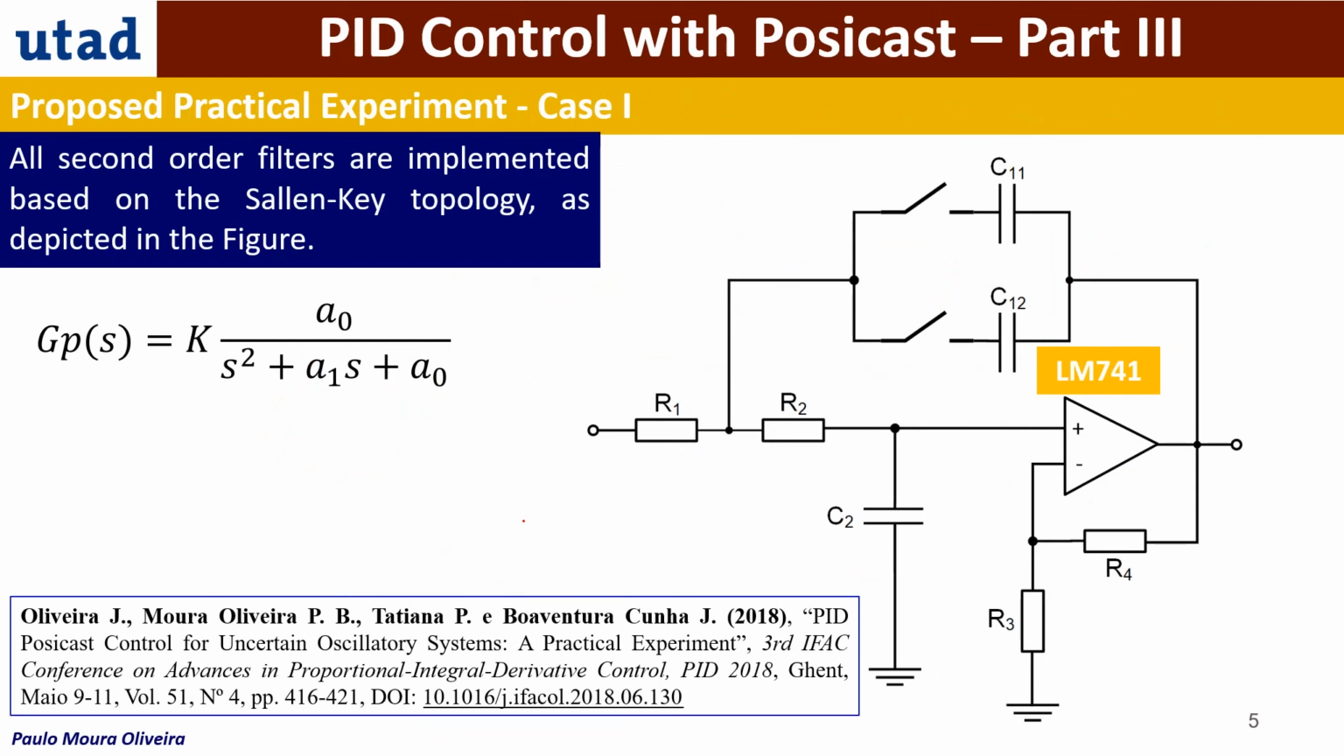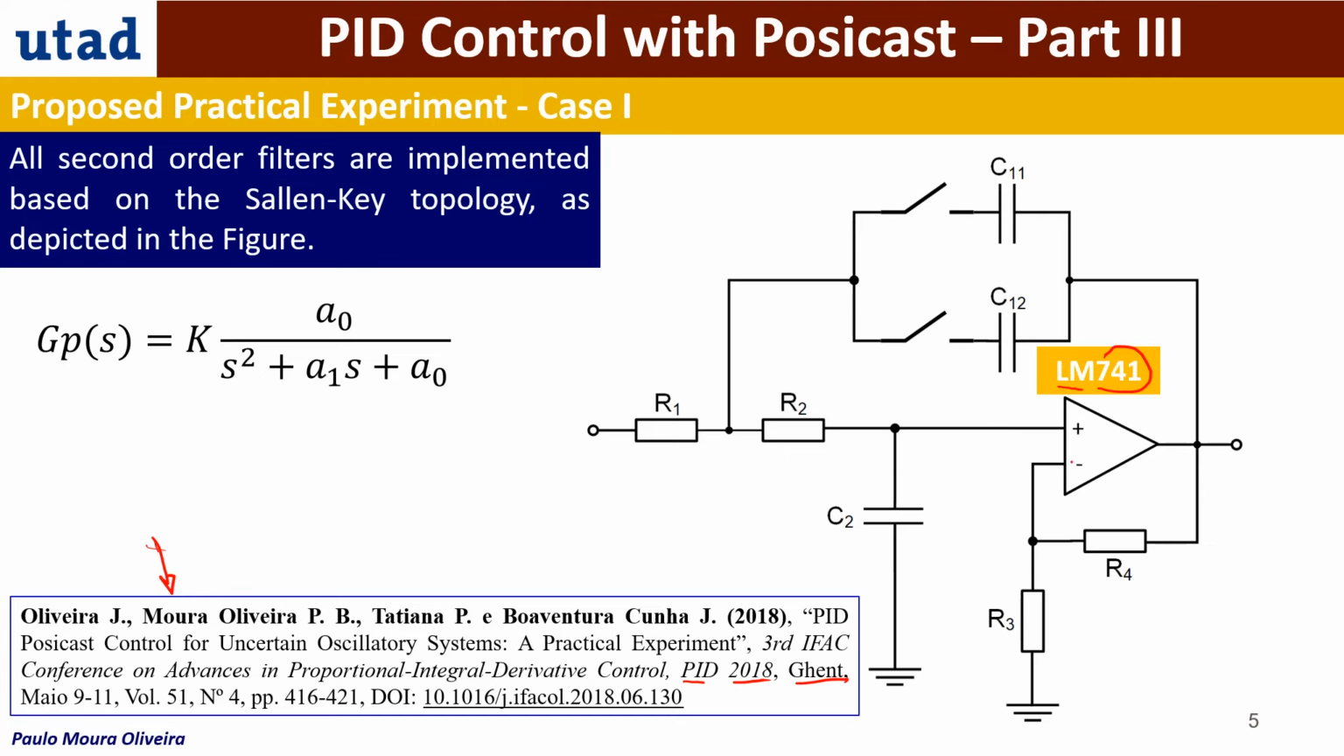Okay, so we have shown in the last video the simulation results, and now we are going to present to you a practical experiment. The practical experiment was reported in this paper here. It was presented in PID 2018 in Ghent, and it is an electronic circuit. The electronic circuit is a filter. This filter is known as the Sallen-Key filter, and in this case it was implemented with this operational amplifier LM741, which is a classic.